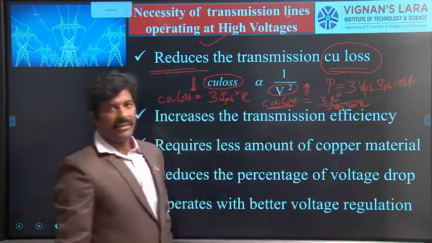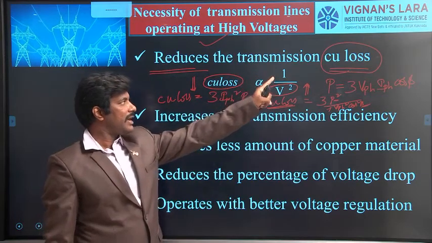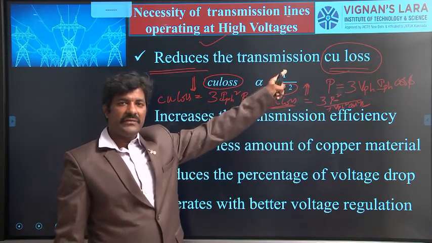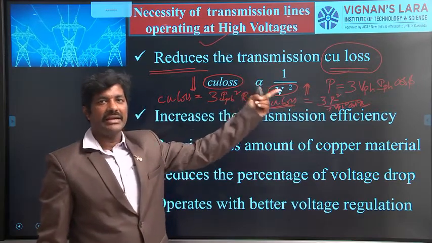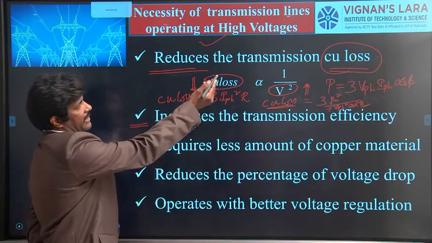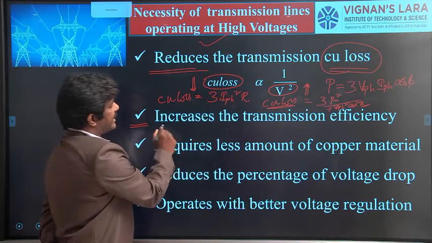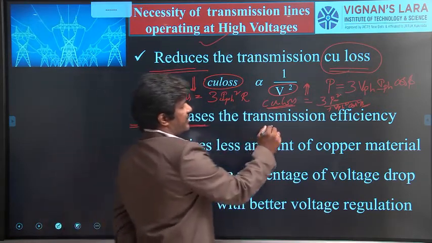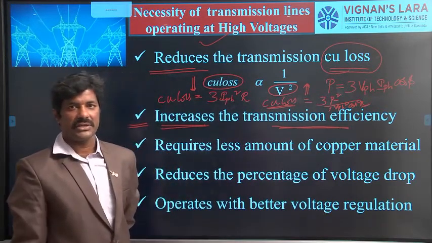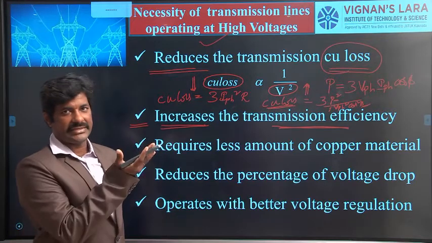That is the first advantage: to reduce the copper losses, we are boosting up the voltage to very high values, around 500 kV. The second advantage is that if you decrease the copper losses, it leads to a direct increase of transmission efficiency, because efficiency is inversely related to the copper loss. If the copper losses are minimized, then the efficiency will be increased.